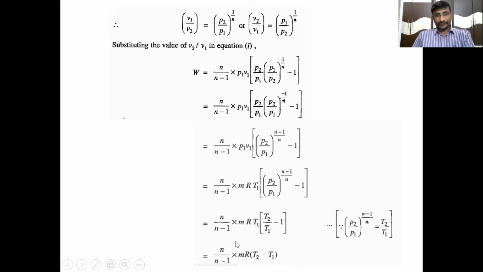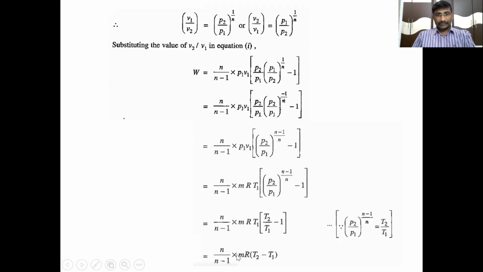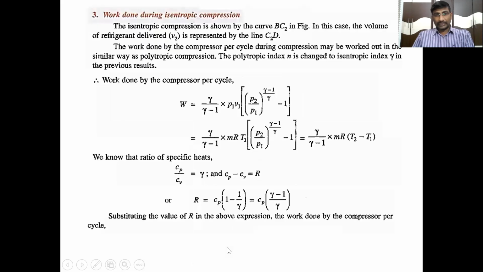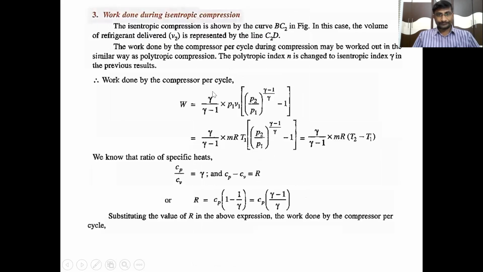It's a flow work, the flow work through the compressor. Next, in a similar way, the work done during isentropic compression. Simply replace n with gamma. Gamma/(gamma minus 1) P1V1 (P2/P1) to the power (gamma minus 1)/gamma minus 1. Otherwise, gamma/(gamma minus 1) into MRT1, since P1V1 equals MRT1. Clear? In a similar way, we can derive it as in the previous case, the polytropic process. The only change is that in place of n, we replace n by gamma.